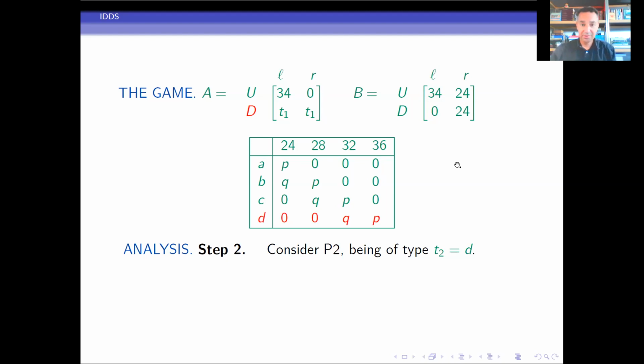Step 2. We now know that this type here is going to play D, right? So type 36 is going to play D. And that means that this type over here. So what is the situation for the type D of player 2? Well, he knows that he's only facing either type 32 or type 36. Well, we do not know yet what 32 is going to do, but we do know that 36 is going to play D, and that's going to help us to decide what player 2 will do in case he is of type D.